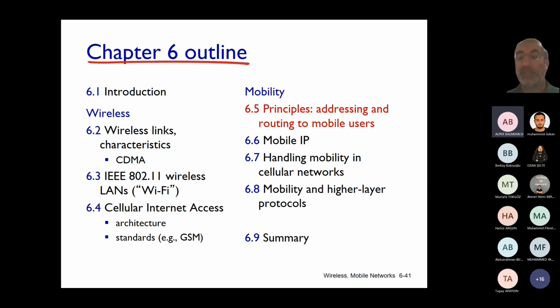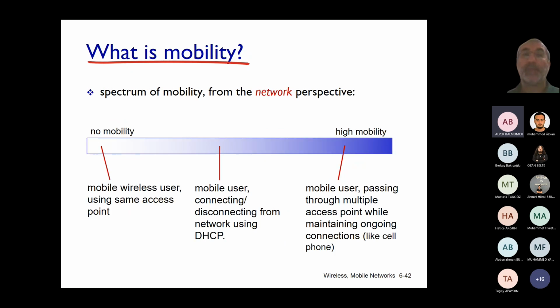So let's look at mobility management, starting with the main principles. Mobility can be at different levels. At one extreme we have no mobility, at the other extreme we have high mobility, and there are different levels between no mobility and high mobility. When you say no mobility, the mobile wireless user uses the same access point.